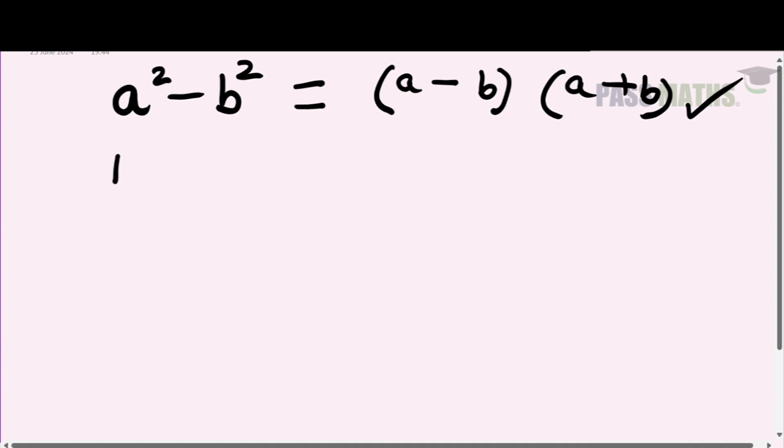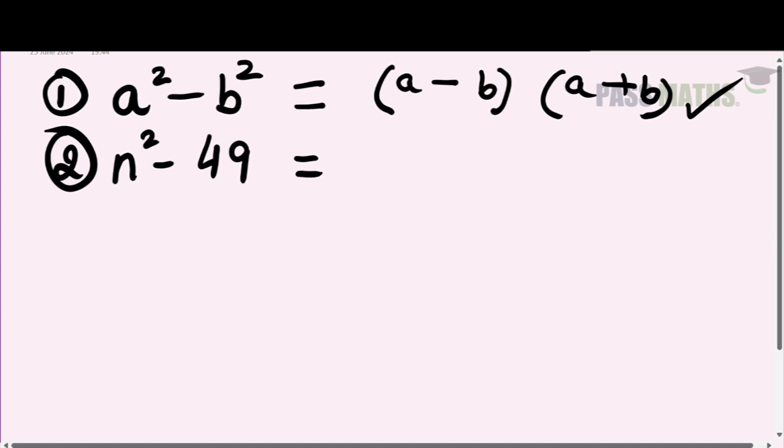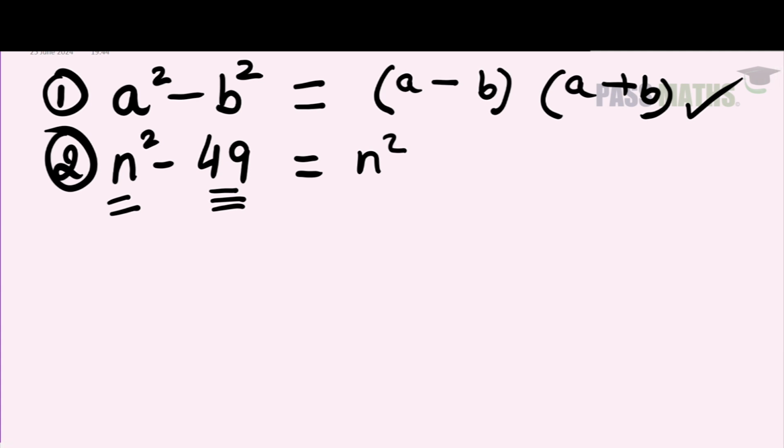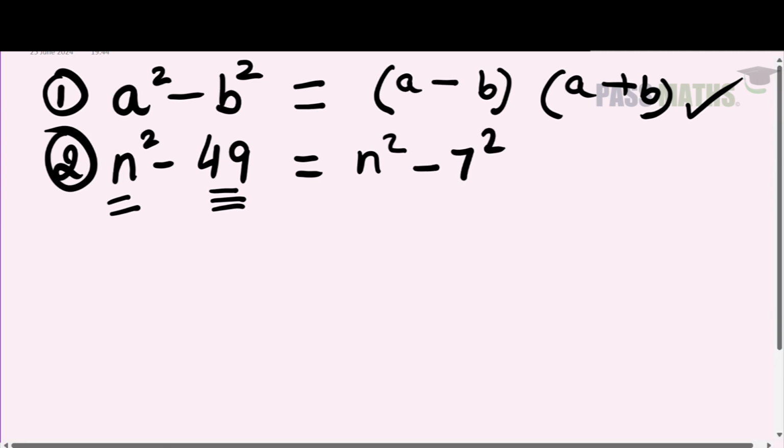Let's practice more. For example, let's say other question, number 2, let's say n squared minus 49. Now this time you have to do a little bit of thinking. n squared is a square, isn't it? So we can write as n squared. But 49 is not in square form yet, is it? So what can we write 49 as then? Think of square numbers. 7 squared is 49. So then also we know 49 is the 7th square number. So minus, I can write 7 squared.